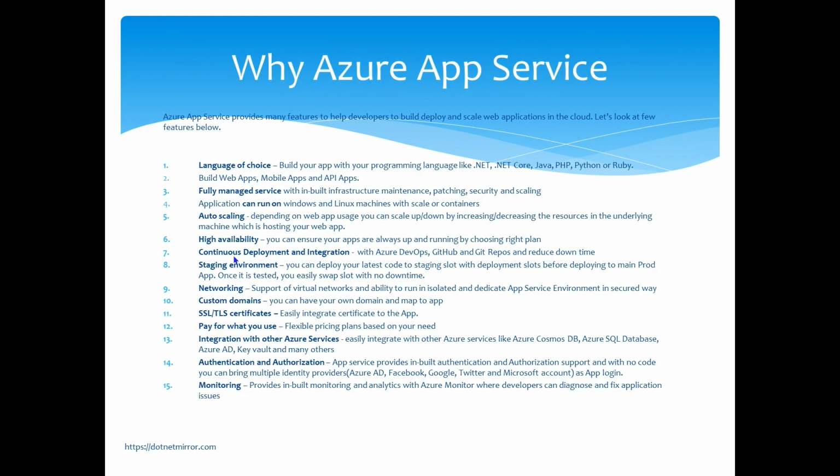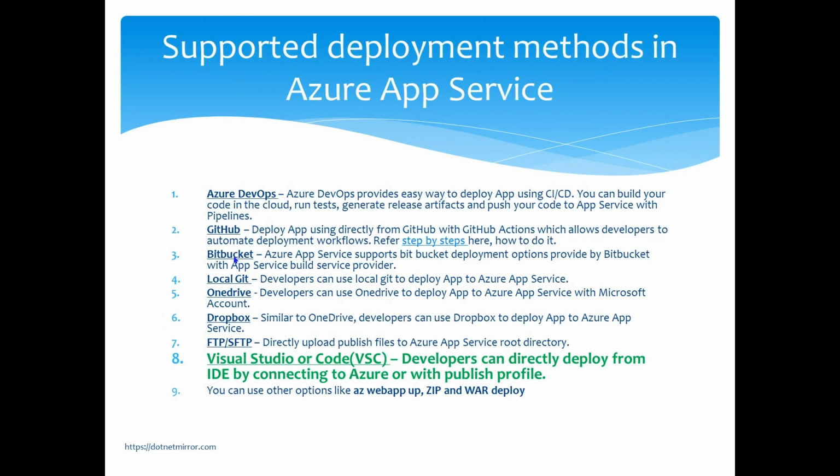In the previous slide, for the seventh point, we talked about how you can easily do continuous deployment and integration. Now there are many ways you can do deployments. First one is Azure DevOps. It is an easy way to configure your CI/CD, and you can run your code, run your tests, generate the artifacts, and deploy it to the Azure App Service.